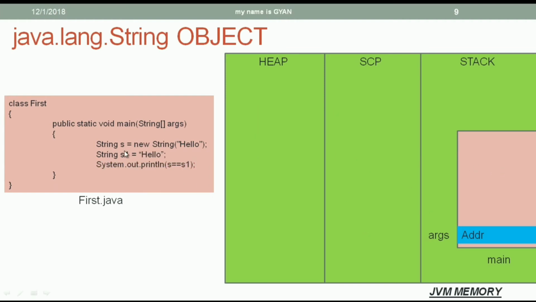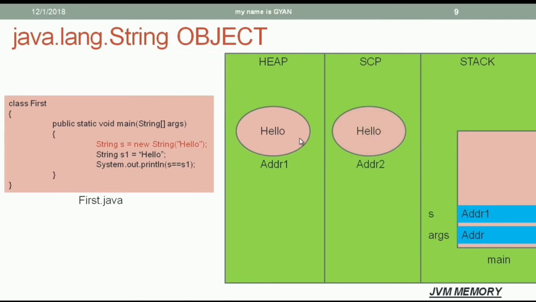In this case again we are creating a new object of type string. So two objects will be created, one in the heap and the other one in the SCP. In the second case, we are using the string literal hello. The string literal is similar to the previous statement, and a string object already got created in the SCP because of this statement. So the reference of the same object which already got created in the SCP will be stored into the reference variable s1.